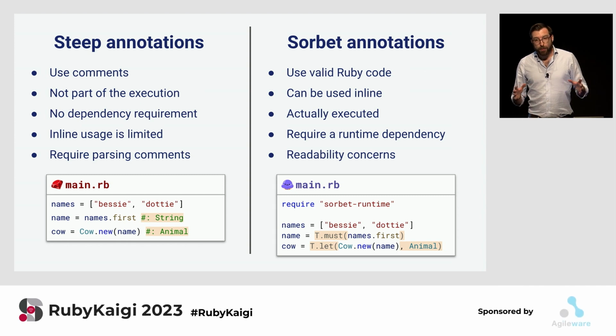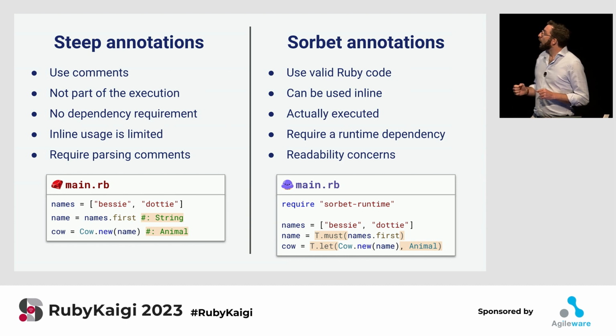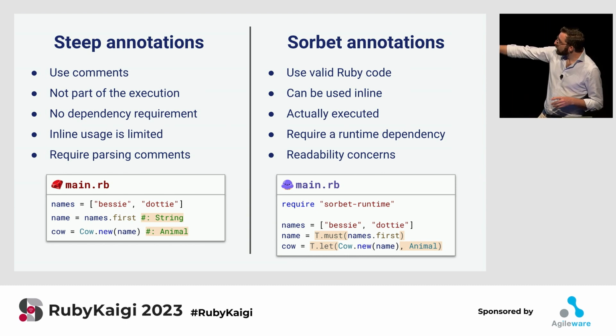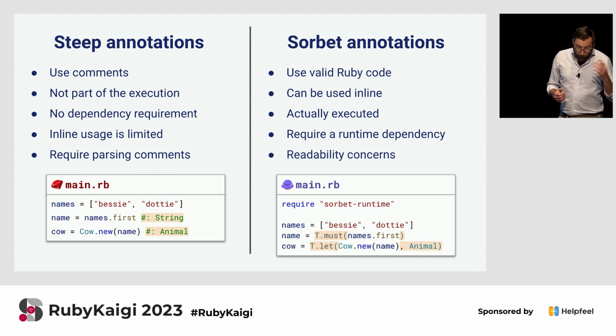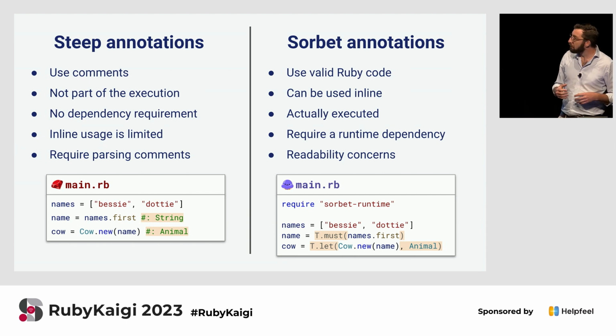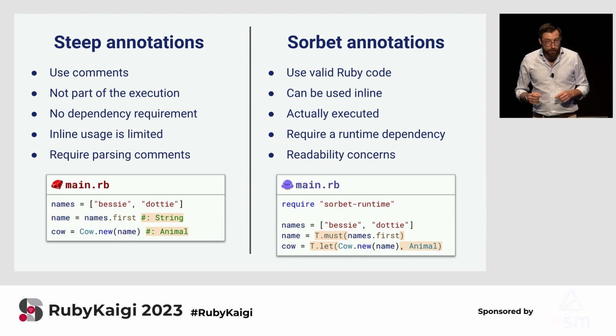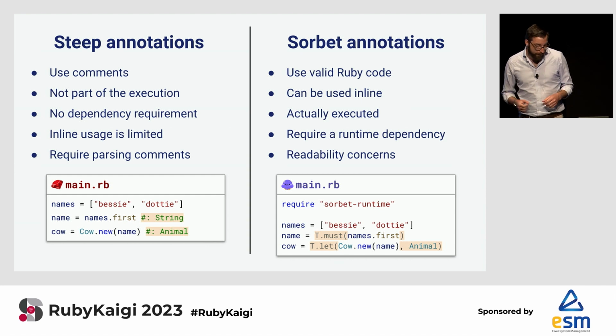Like I said before, they both require annotations inside your Ruby code to work, or to work better. Steep annotations are going to use comments. You can see them at the bottom here, at the end of the line, defining for example the type of the name variable here. Because it's comments, it's not part of the execution. The VM is actually not going to see them when you're executing the program. That means you don't need any dependency to actually understand the annotation that you have in the code. The inline usage is a bit limited because it's only at the end of the line. You cannot just type a part of an expression. And from an implementer point of view, if you're writing the type checker, you also need to parse comments now.